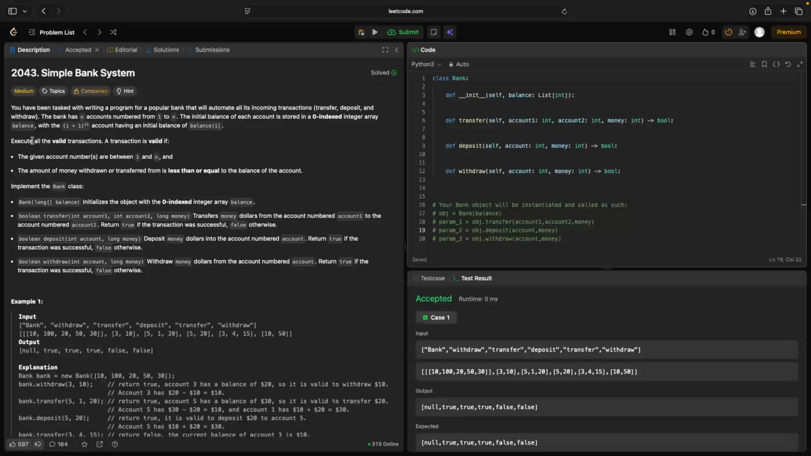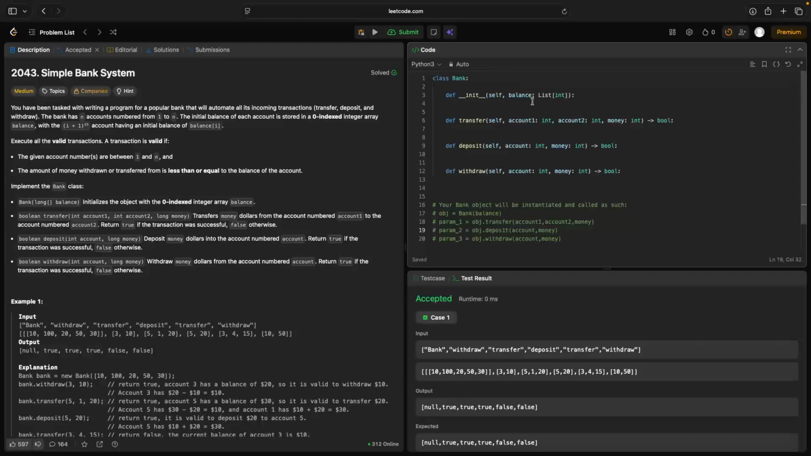So it says to execute all the valid transactions, and there's a condition for it to be valid if the given account numbers are between 1 and n, and the amount of money withdrawn or transferred from is less than or equal to the balance of the account.